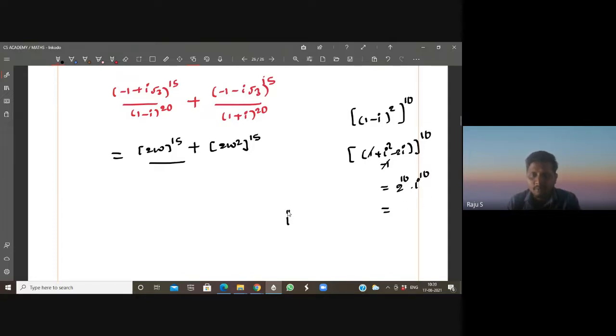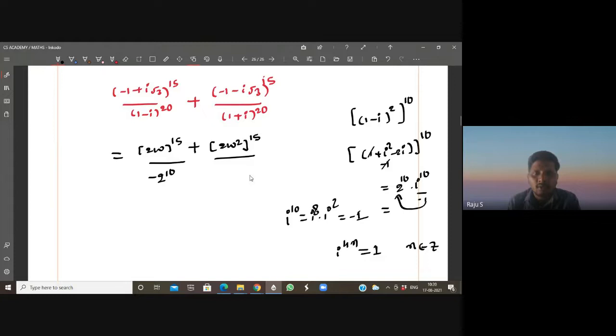I power 10 can be written as i power 8 into i square. 8 is a multiple of 4. Since we know that i power 4n is always equal to 1 when n belongs to Z, multiple of 4 becomes 1. So i square value is minus 1. Nothing but the answer will be minus 2 power 10, because i power 10 is minus 1.